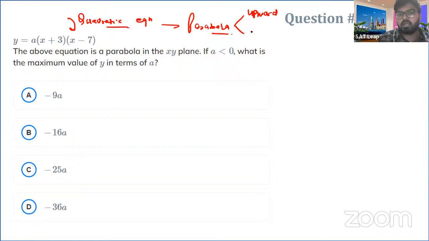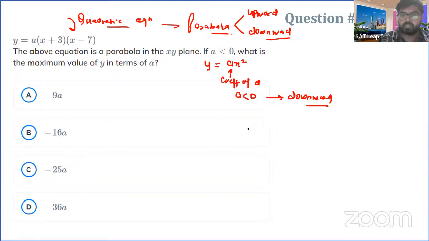The shape of the parabola, upward or downward, depends on the coefficient of x square. So in this question, if you expand this a bit, you see that it is going to be y equal to ax square, something like this. So the coefficient of x square is a, and it is given to us that a is less than 0. If a is less than 0, it will be a downward parabola. So which means your parabola will be like this.